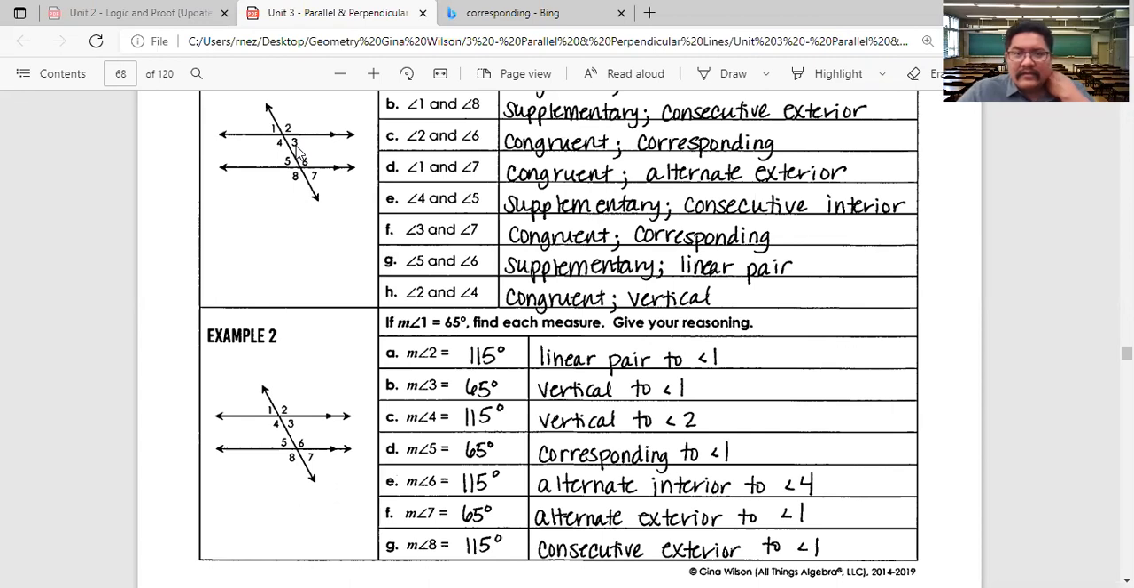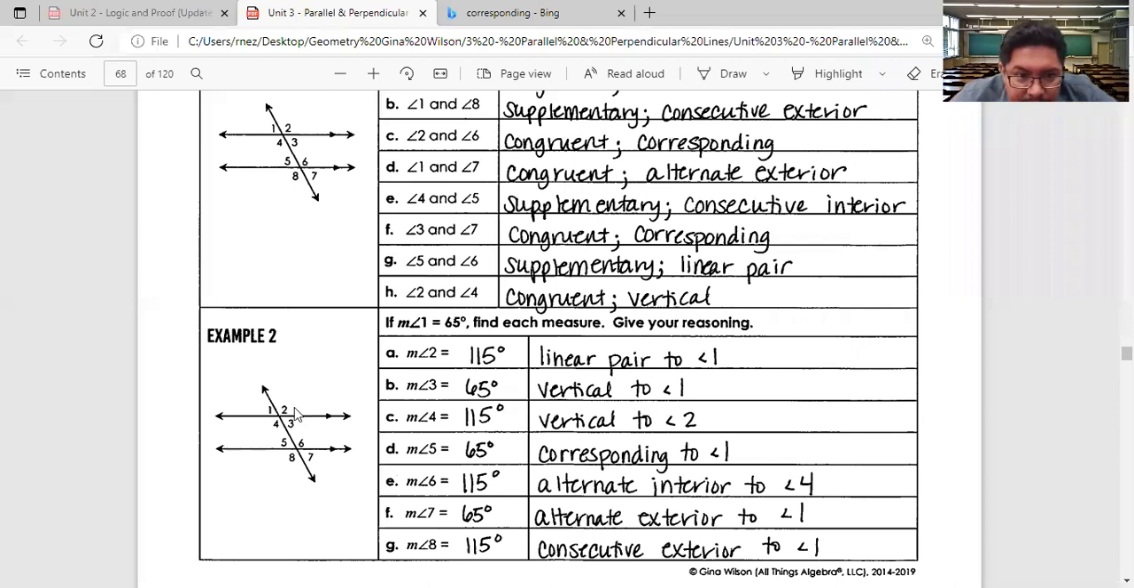All right, and let's get ready to go to the next one. So let's see, in this case here, if angle 1 measures 65 degrees, so that would mean this is 65 degrees. Find each measure. So give your reasoning. So it looks like we have 2, 3, 4, 5, 6, 7, 8. And so we have to give all of them. So knowing that angle 1 is 65 degrees, let's see what we can figure out from this.